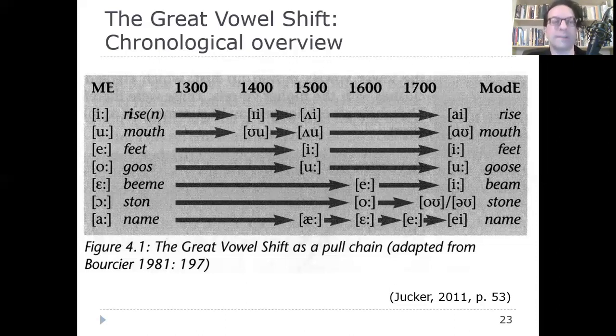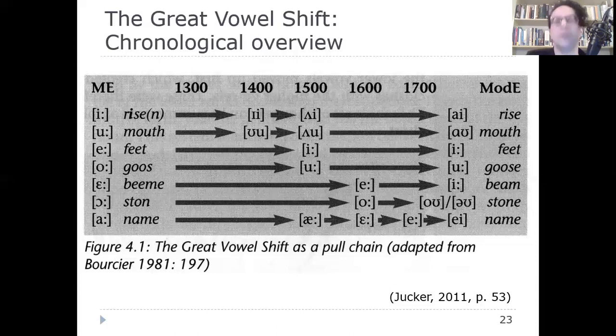So all 7 of these Middle English long vowels, I'm just going to read out the vowels to you right now. All 7 of them were originally monophthongs. They were pure vowels. So E as in Riesen, Middle English. U as in mooth. E as in fate. O as in gos. Ä as in bam. A as in ston. And A as in name. Sorry. All 7 vowels have shifted to a different position, and a lot of them have become diphthongs in modern English.